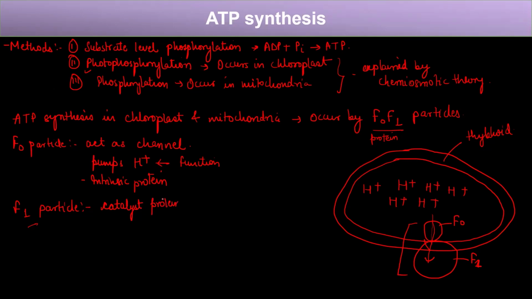Now, what is the name of the proteins that act as catalysts? We know those proteins are known as enzymes. So simply, the F1 particle comprises enzymes. It is an enzyme. Now, what enzyme is the F1 particle? The F1 particle is known as ATP synthase, and as the name suggests, it is responsible for ATP synthesis.